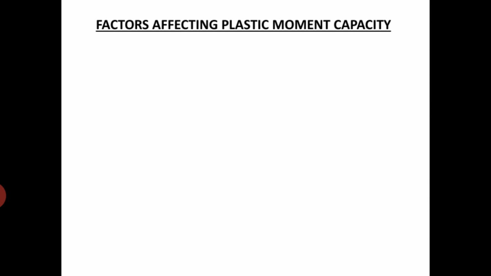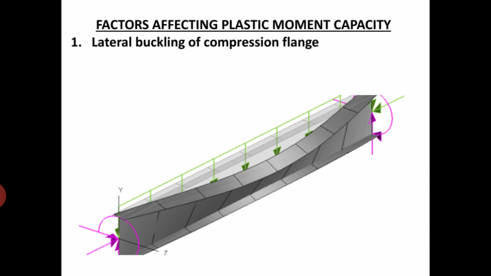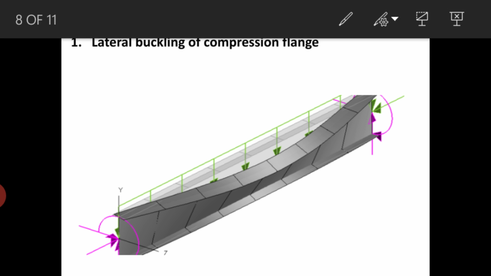So what are the factors affecting plastic moment capacity? The first is lateral buckling of compression flange. So what do you mean by lateral buckling of compression flange? Look at this figure. It has buckled laterally, and also it has been twisted. A characteristic feature of the lateral buckling is that the entire cross section rotates as a rigid disc. You can look at this figure.